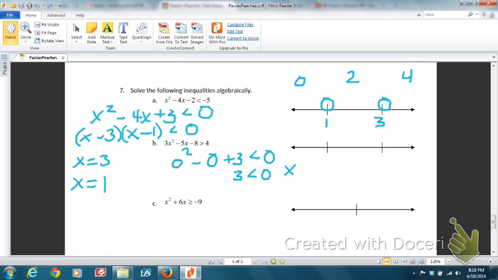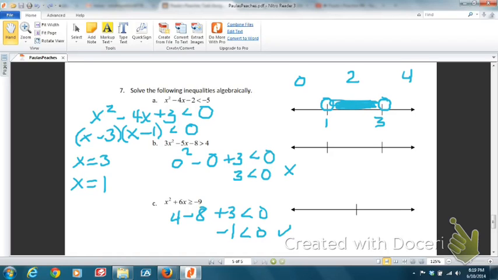Alright, so then I try my 2. So I have 2 squared, which is 4, and then minus 4 times 2, which is 8, plus 3 is less than 0. So 4 minus 8 is negative 4, and negative 4 plus 3 is negative 1, and negative 1 is less than 0, so that's true. So that means I can shade between 1 and 3.